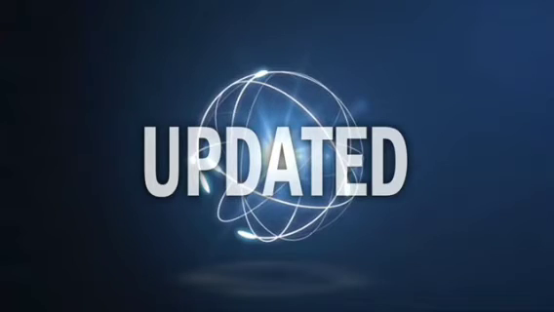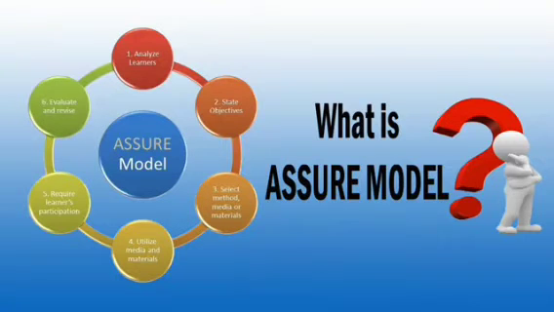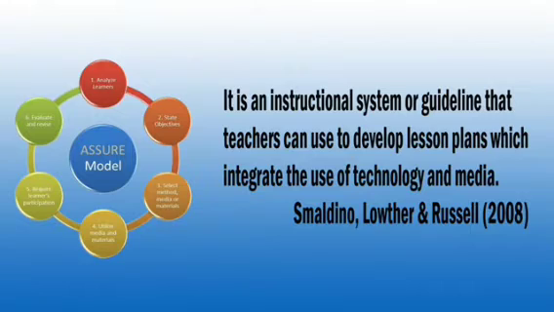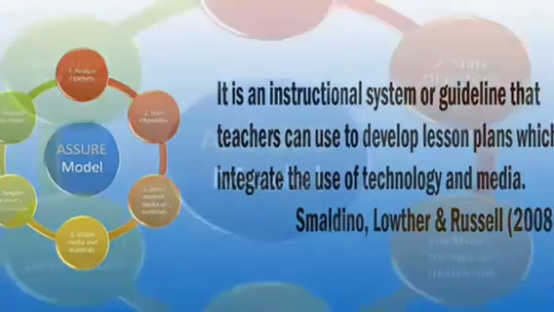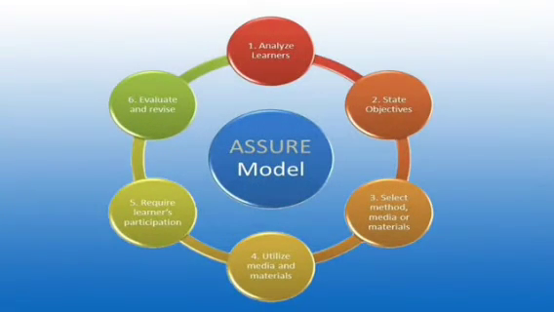Subjects in current events. What is the A.S.S.U.R.E model? The A.S.S.U.R.E model is an instructional system or guideline that teachers can use to develop lesson plans which integrate the use of technology and media, according to Smaldino, Lowther and Russell, 2008. The A.S.S.U.R.E model has 6 steps, each represented by a letter in the acronym title, with each step describing a set of tasks central to the informed selection and use of educational technology.